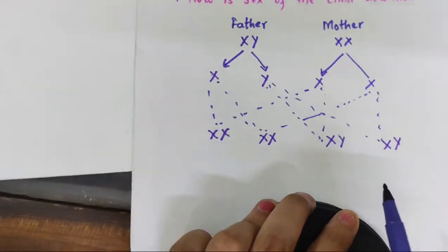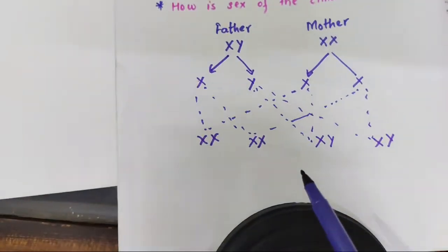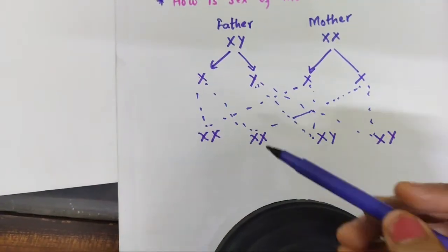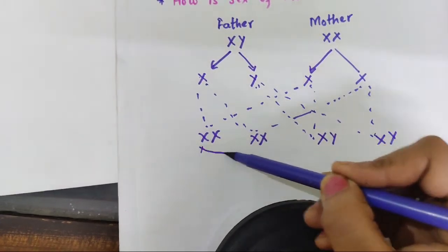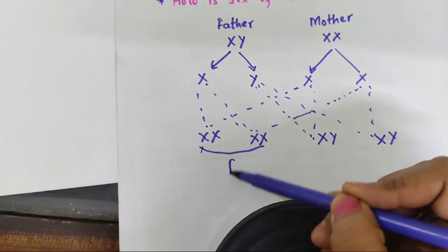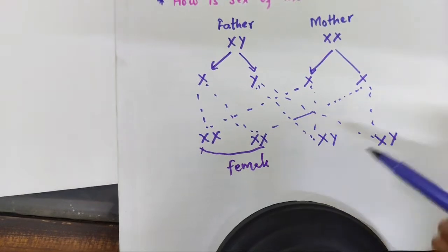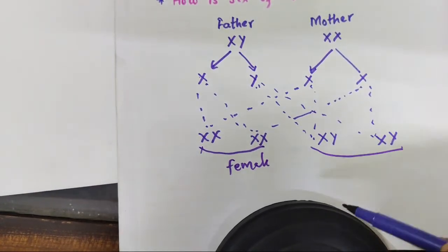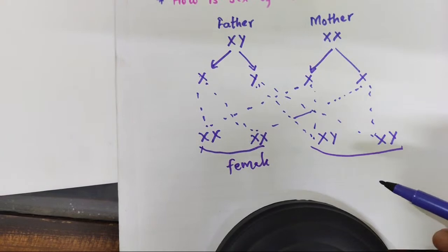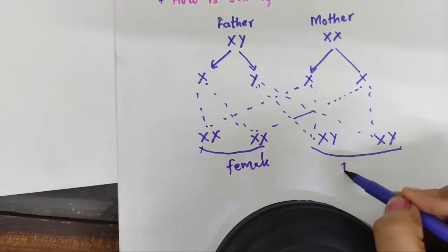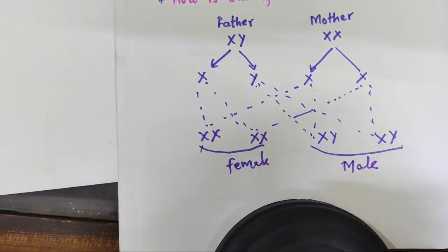So what offsprings are they producing? There is a chance that 50% of the offspring is a female child, and there is a 50% probability of getting a male child.